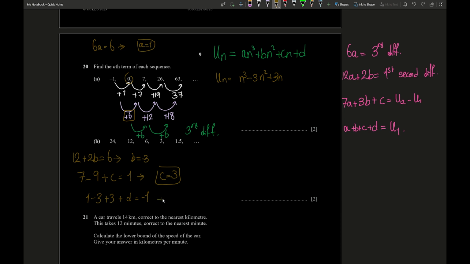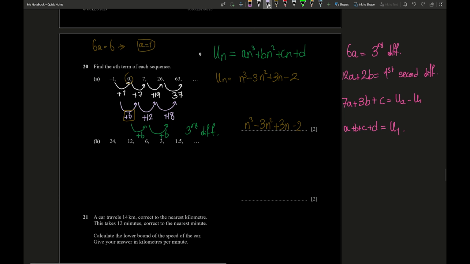So d would just be equal to -2. And finally, un is equal to n raised to the power of 3 minus 3n squared plus 3 minus 2. And this is the nth term. Alright. Now on to part B. Let me erase all of that.